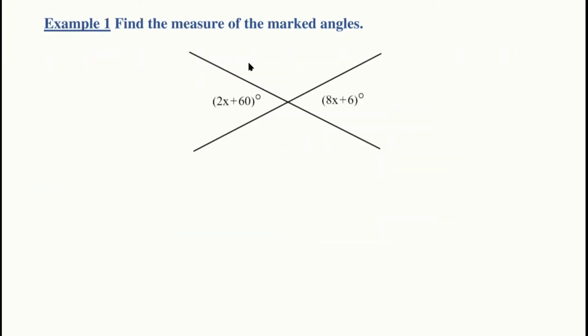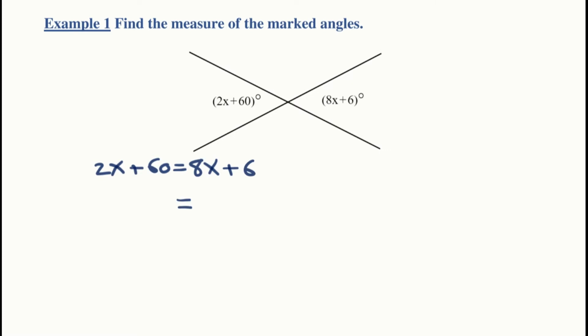Here we're asked to find the measure of these two angles. Of course, we know that we really only need to find one of them because the other one is going to be the same. But we'll find both just to be on the safe side. Now, we do know that these two expressions must be equal because these are a pair of vertical angles. So we get an equation: 2x plus 60 equals 8x plus 6.